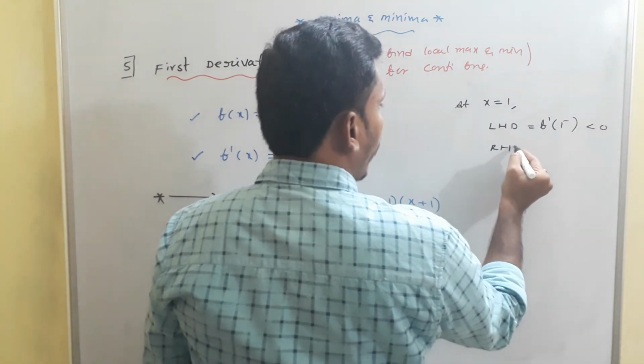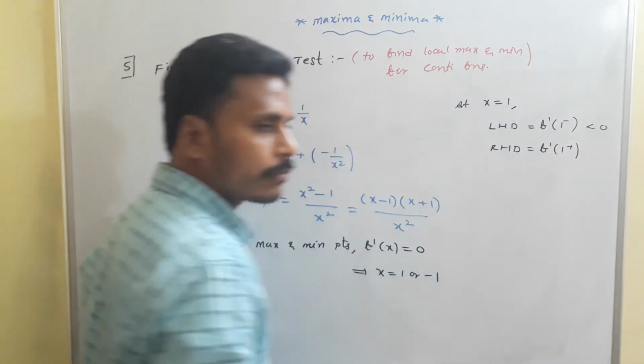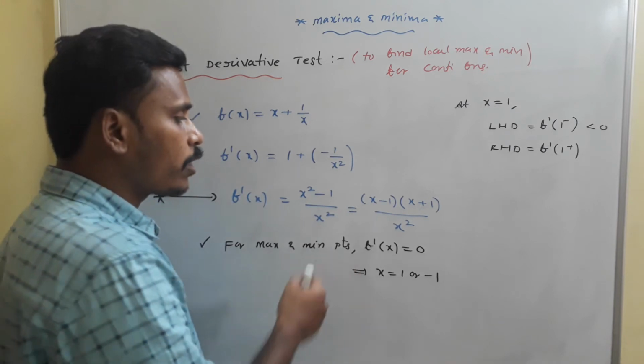In the same way, if you calculate the right hand derivative, f dash of 1 plus, the right side of 1, a value which is more than 1, we need to replace in the place of x.